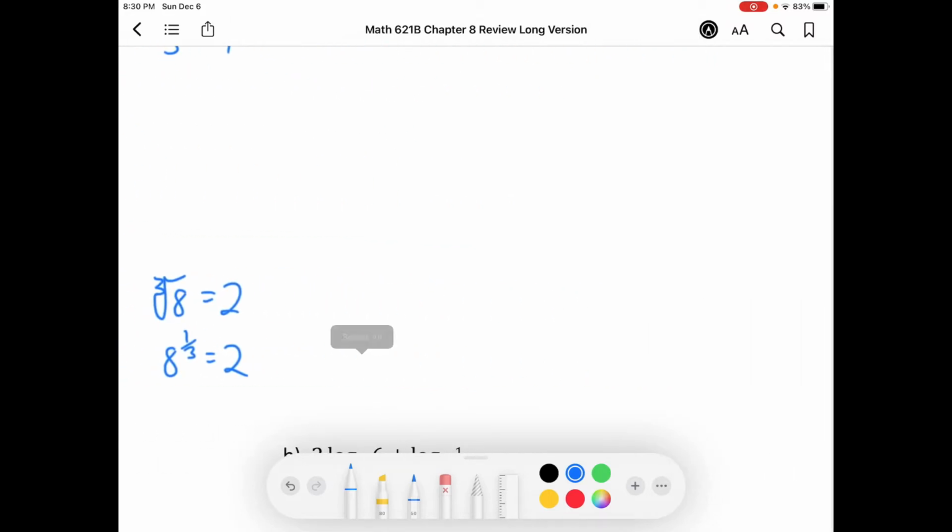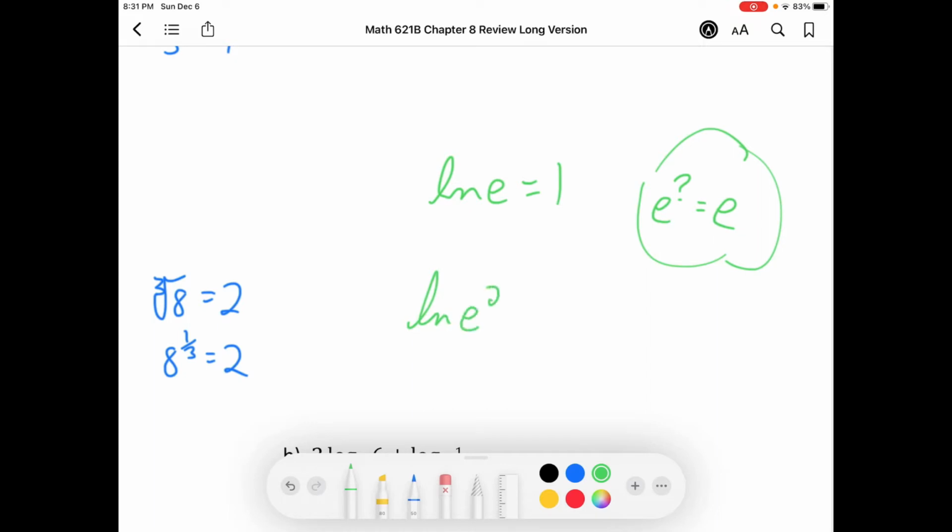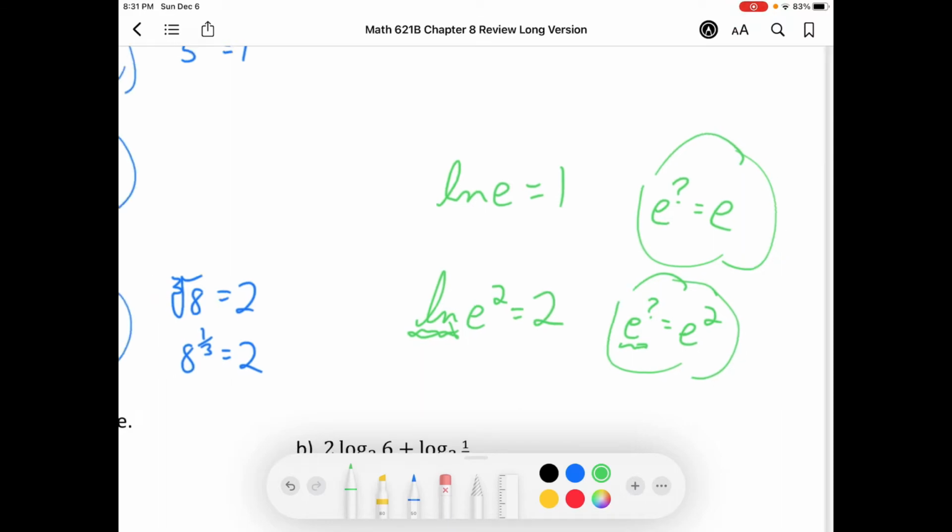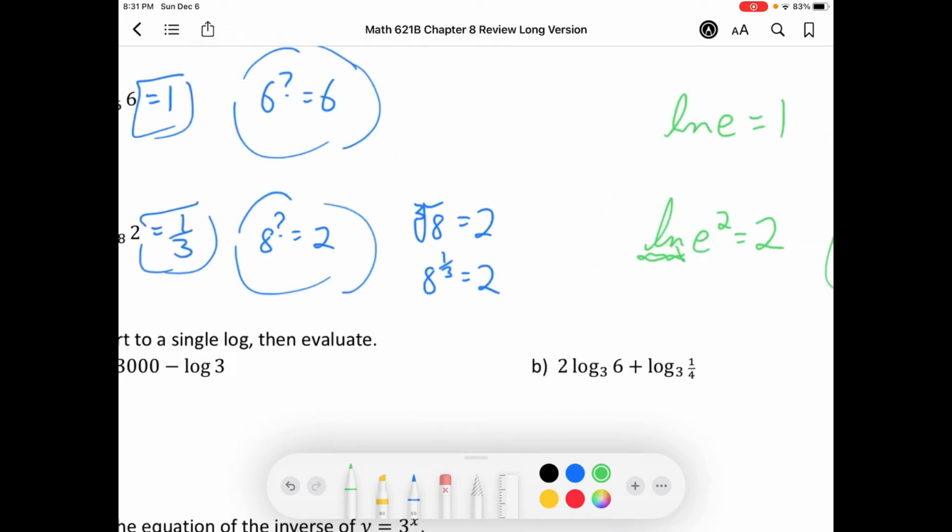Just off to the side here, let's recall that ln of e, if you see natural logs, the base is automatically e. So this is asking e to the power of what gives us e. ln e is 1. Similarly, if I had something like ln e squared, it would be saying e to the power of what gives me e squared. Anytime we have natural logarithm, or ln, then the base is e. So the answer to this, obviously, would be 2. e to the 2 equals e to the 2. So we could also have some natural log stuff happening.